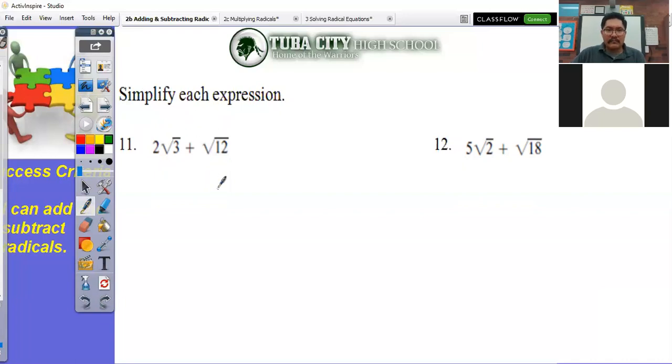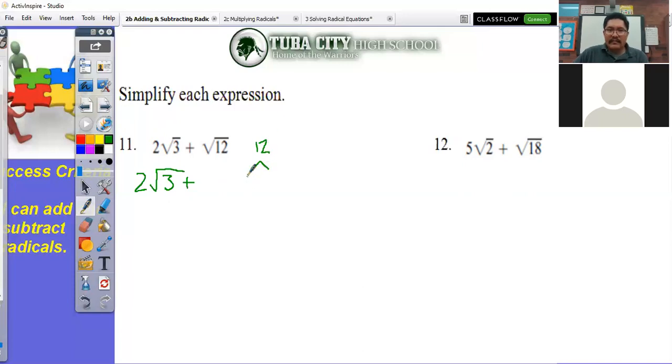In this case, we're going to have to do a little bit of work in order to make it usable. With this first one here, there's nothing we can do, so let's just go ahead and leave that one as is. But 12, we can go ahead and do something with that one. In this case, I'm going to use the prime factorization, and you can think of it as dividing or thinking of two numbers that will multiply to 12.